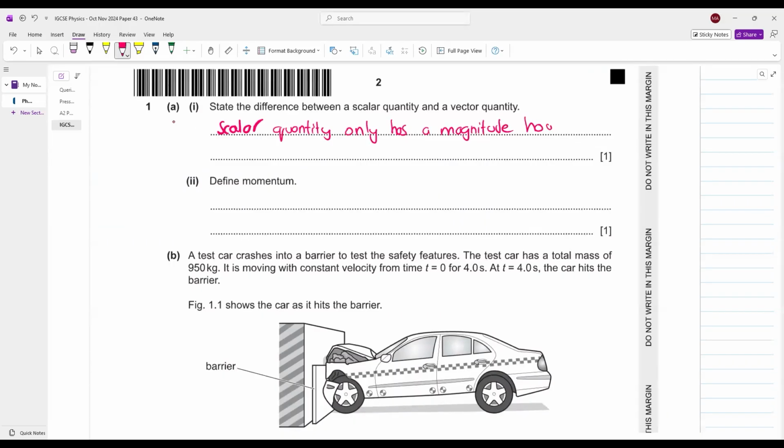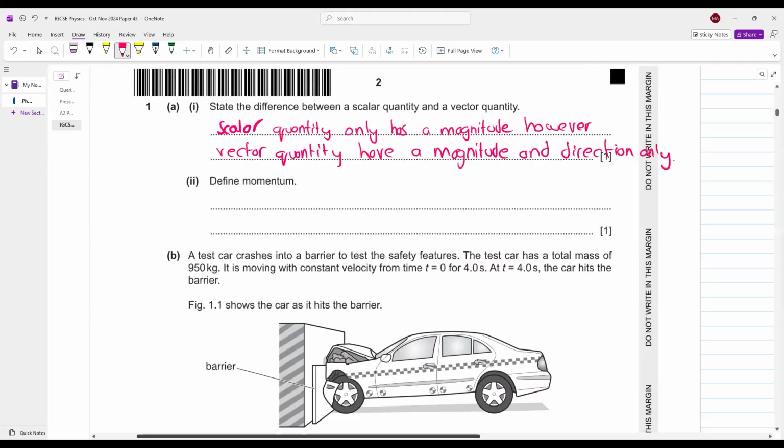However, vector quantities have a magnitude and direction both. Scalar quantities have only magnitude. However, vector quantities have a magnitude and direction both. Simple. Let's further move ahead.